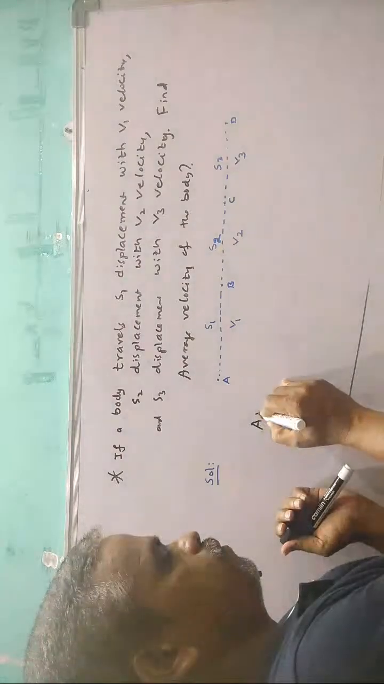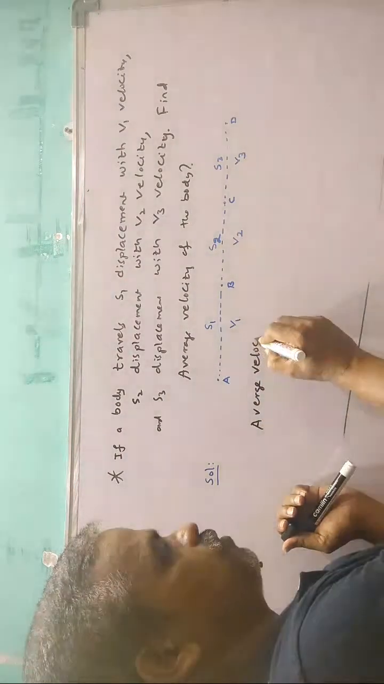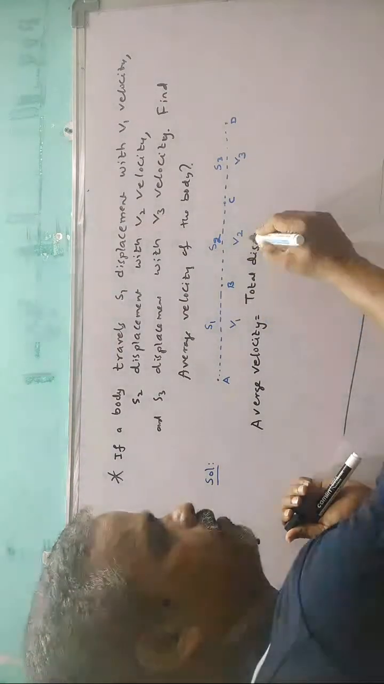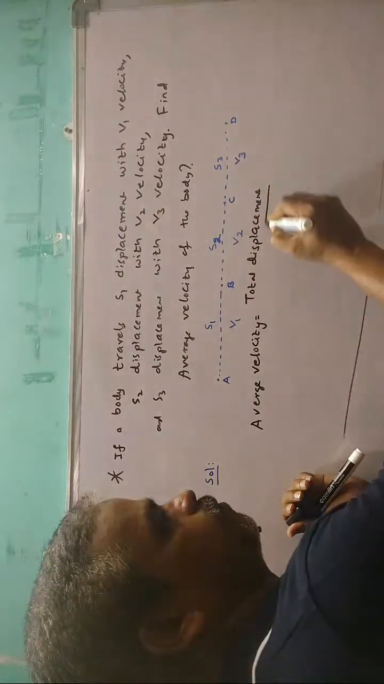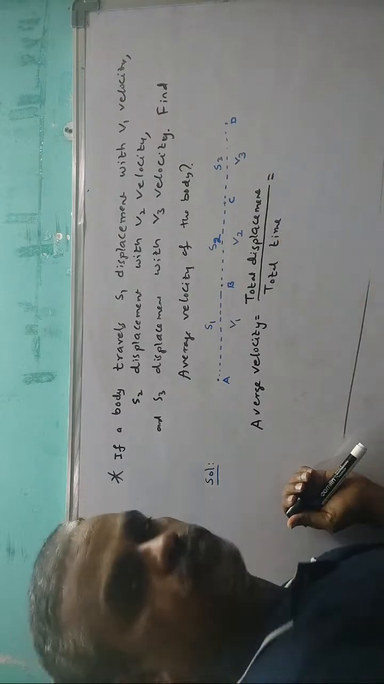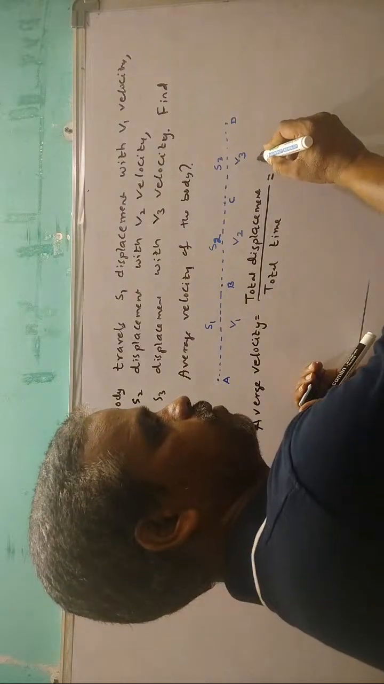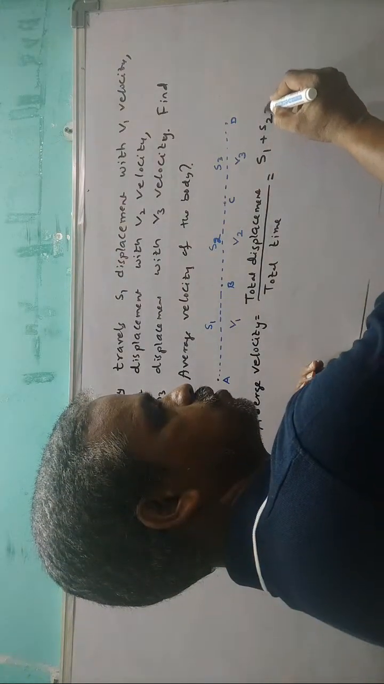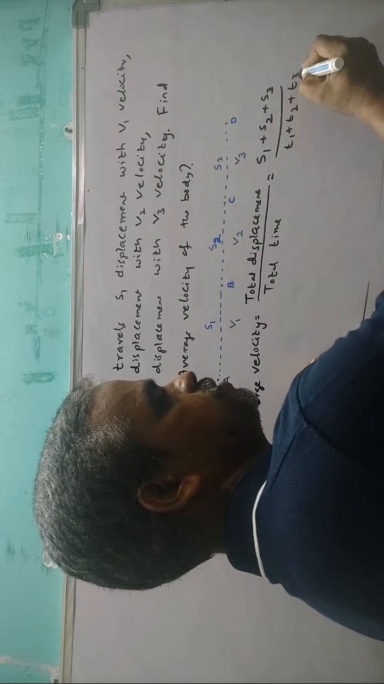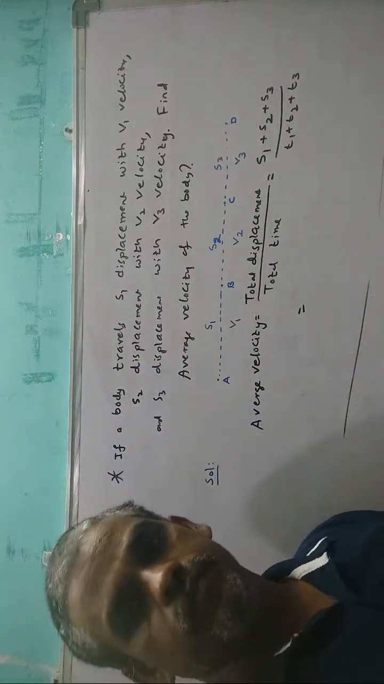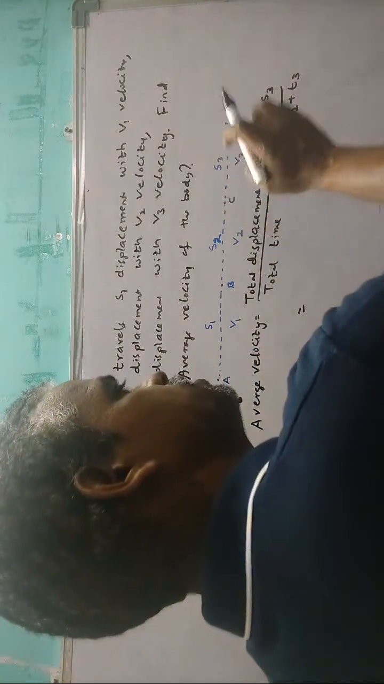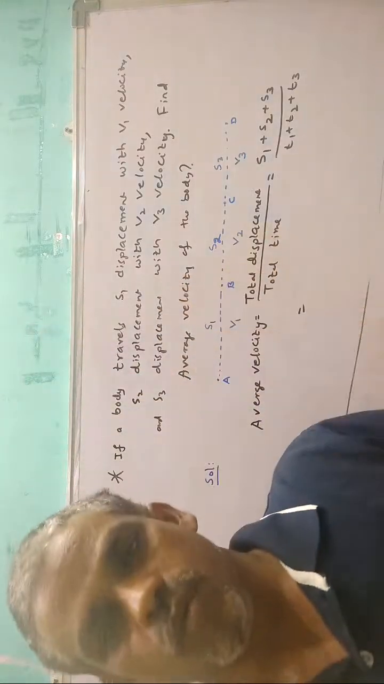We have the formula: average velocity equals total displacement by total time. We have the formula. What is the formula? Come on, say: s1 plus s2 plus s3 by t1 plus t2 plus t3. Okay. But do we know t1, t2, t3? We don't know.